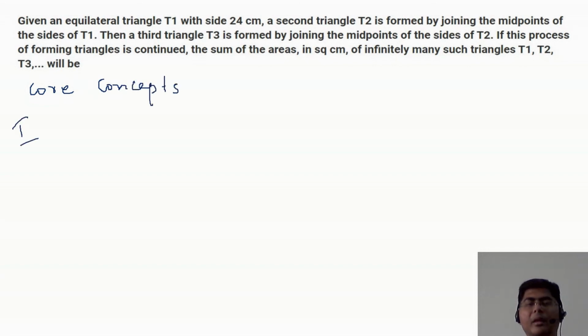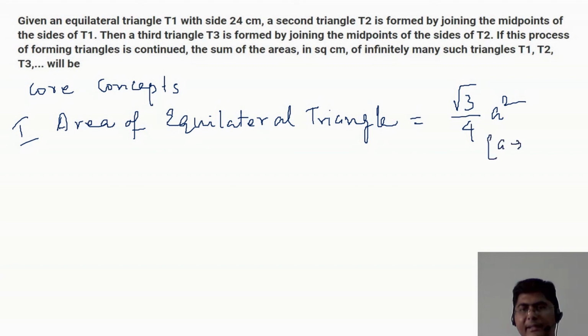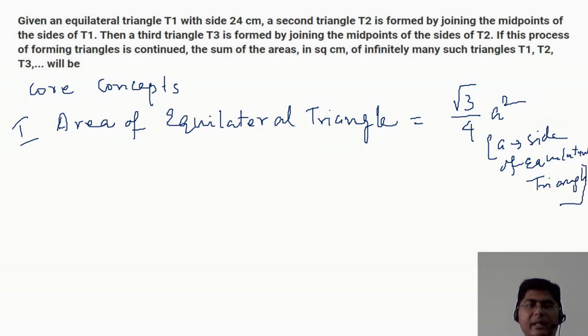First, what is the area of an equilateral triangle? Area of triangle is root 3 by 4 a square, where a is the side of the equilateral triangle. This is one. What is the second concept?